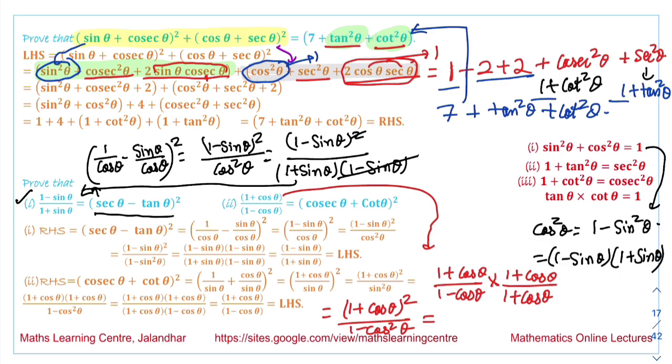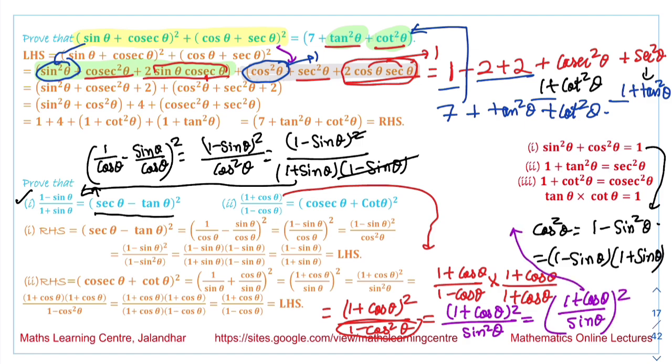Now if we look at this denominator over here, it is 1 minus cos square theta, which is sin square theta. The numerator is 1 plus cos theta whole square, and the denominator is sin square theta. We can write it as 1 plus cos theta over sin theta whole square. If we separate these, we will get 1 over sin theta plus cos theta over sin theta, whole square of this term.